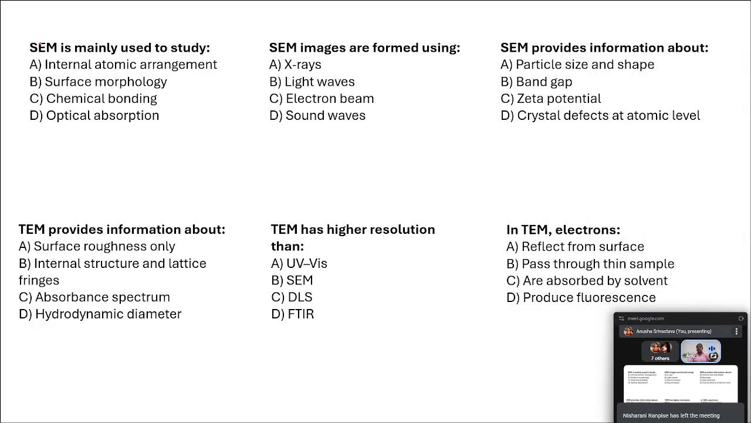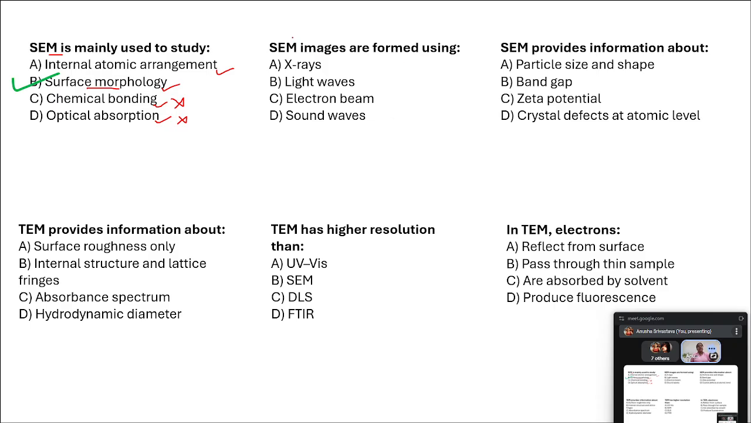So the first question reads: SEM is mainly used to study internal atomic arrangement, surface morphology, chemical bonding, or optical absorption. Obviously, this would not be the case. No, we don't study that because we are simply visualizing what we have made. So it's a very straight answer, we are observing surface morphology. Right, correct, good.